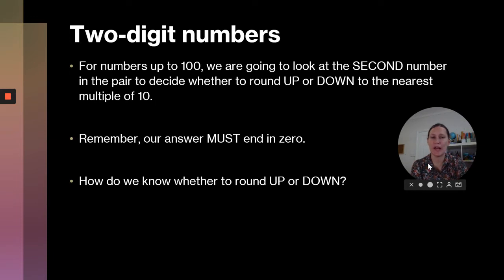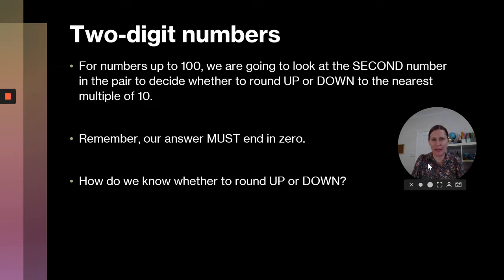For numbers up to 100, which are two-digit numbers because they've got a number in the ones column and a number in the tens column, for these numbers we're going to look at the second number in the pair, so that's the ones column, or the units, to decide whether to round up or down to the nearest multiple of 10. So when we're deciding which multiple of 10 to choose, we're going to look at that last place value in the number, the units or the ones. Remember, when we then do our rounding, our answer must end in 0.